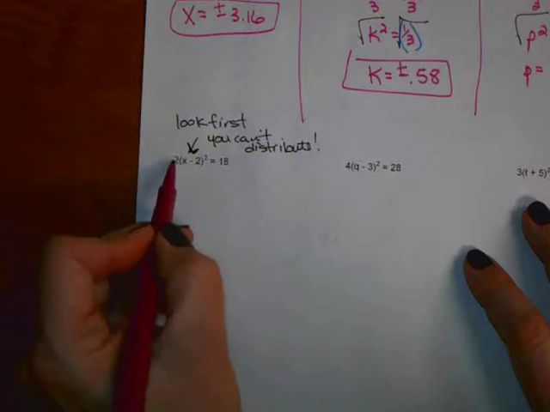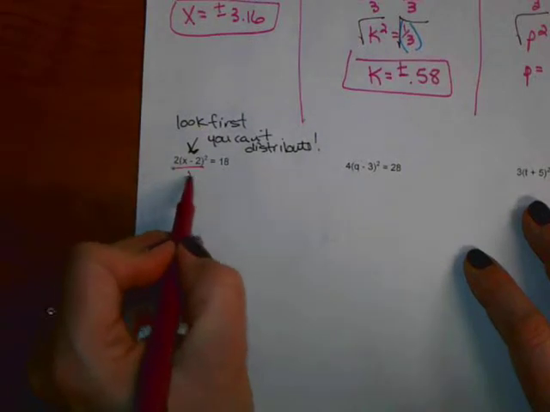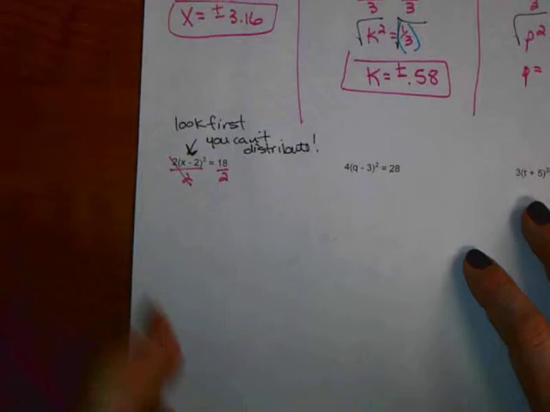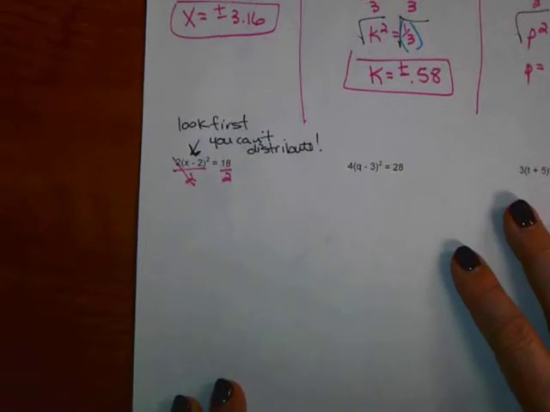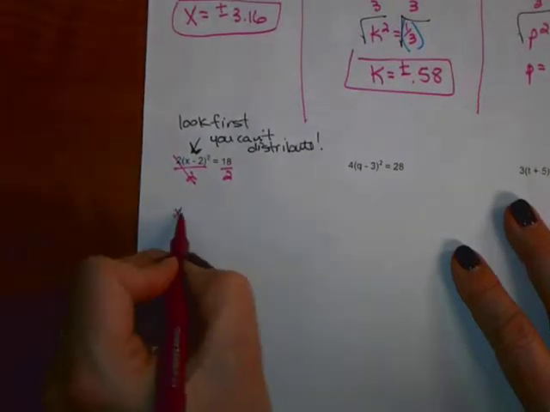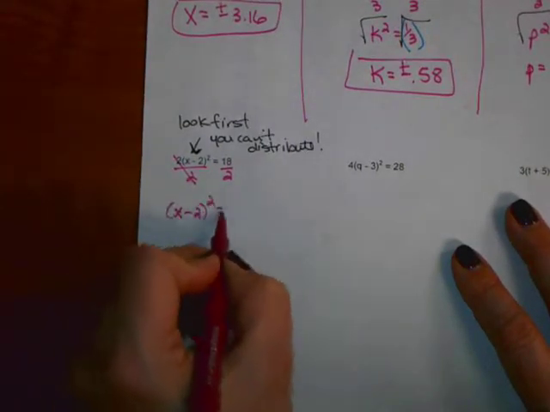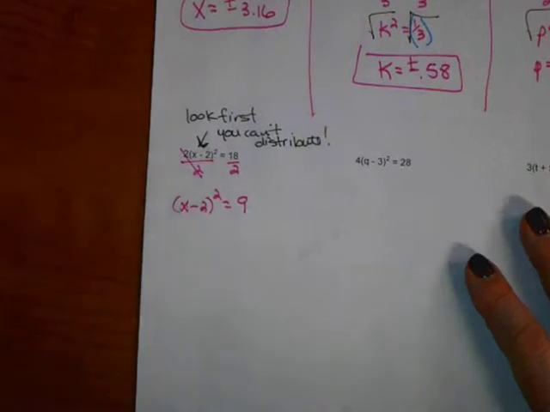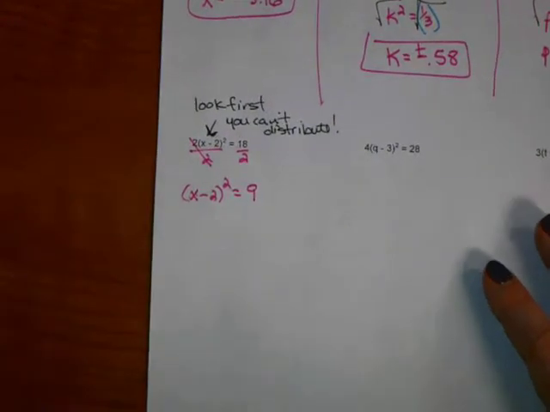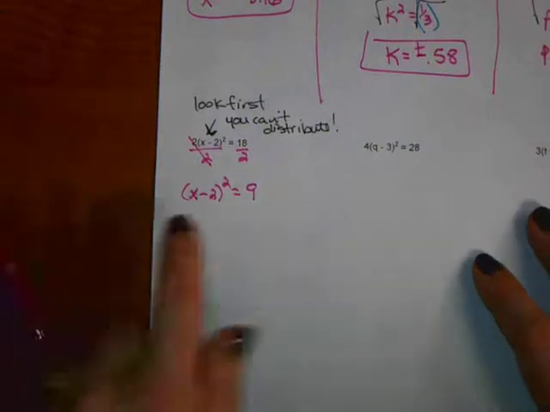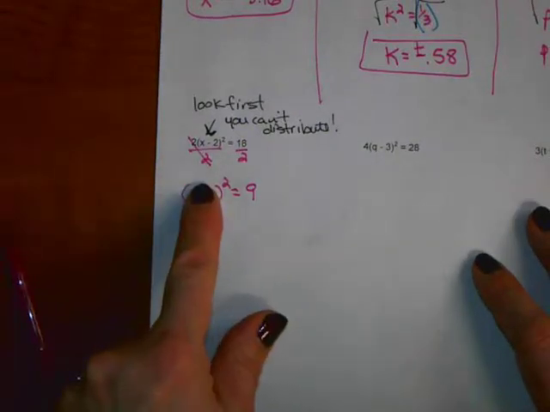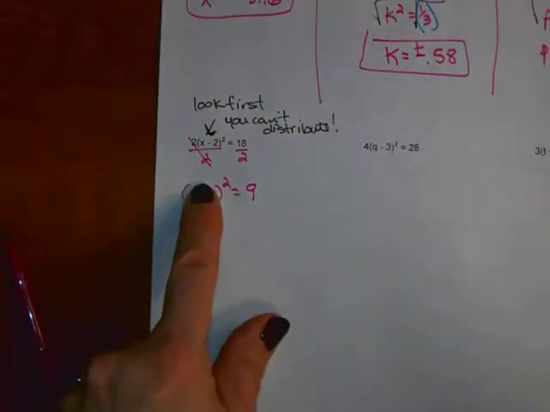Fantastic. Let's get rid of this 2 outside here. It's 2 times this stuff, so I can divide by 2, and that cancels out. And then I have x minus 2 squared equals 9. Oh, well, I just got some value in here that's squared, and I need to find out what that is.